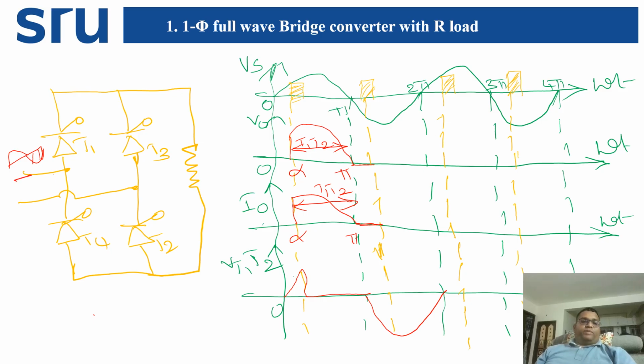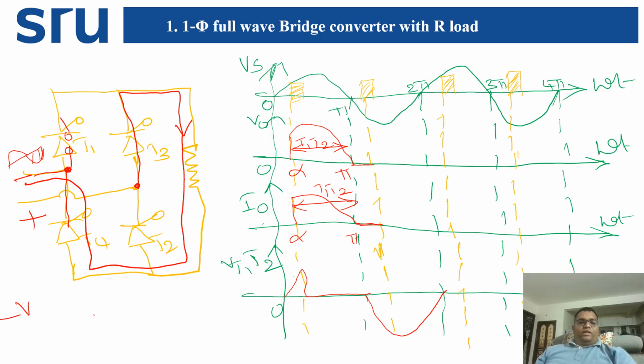Negative supply means this is minus and this is plus. This minus goes to this point. T1 will be reverse biased, it will be open circuited. Then T4 will be in conduction state and plus goes to this terminal. Then T3 will be forward biased, T2 will be reverse biased. Then the power goes like this way and comes back. So this is the current direction for the negative half cycle. For the negative half cycle, T3, T4 are in conduction duration.